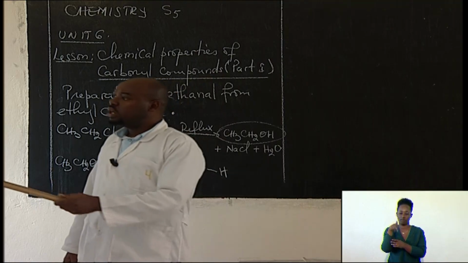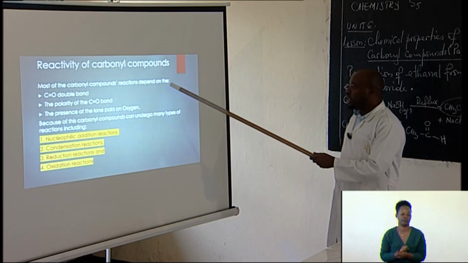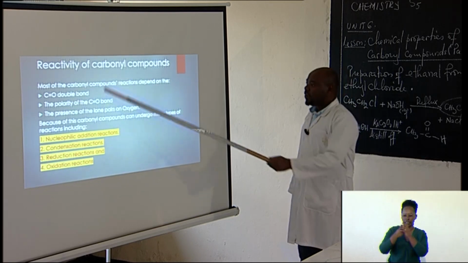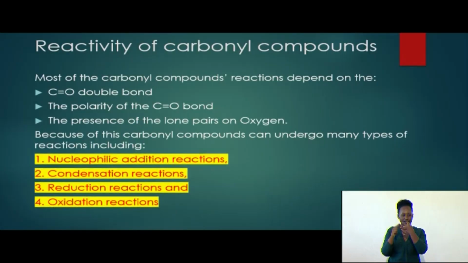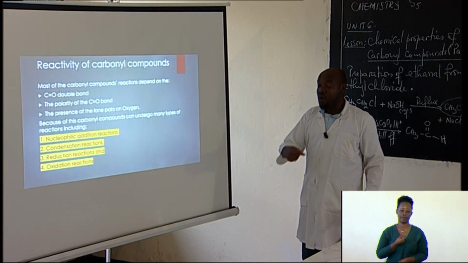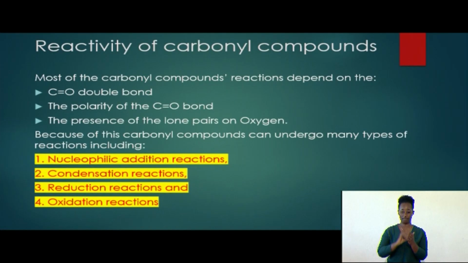Most of the carbonyl compounds reactions depend on these 3 points. We have a carbon-oxygen double bond. That is their functional group, and because of that functional group and the special characteristics it has, the carbonyl compounds will have some of the reactions which are particular to them.